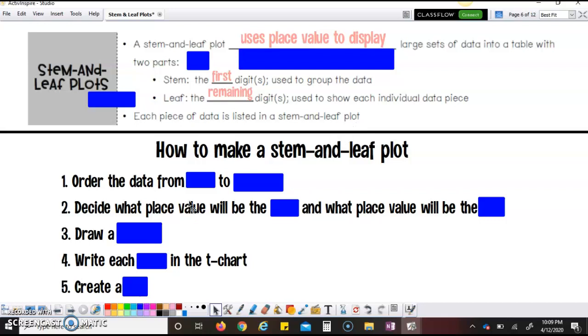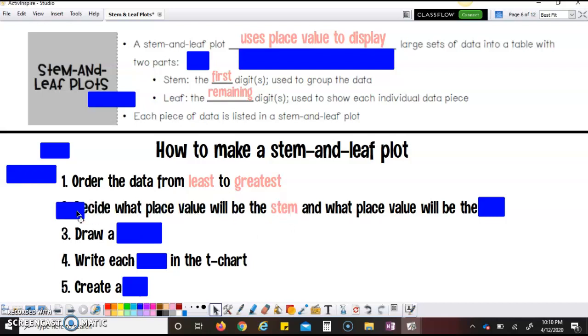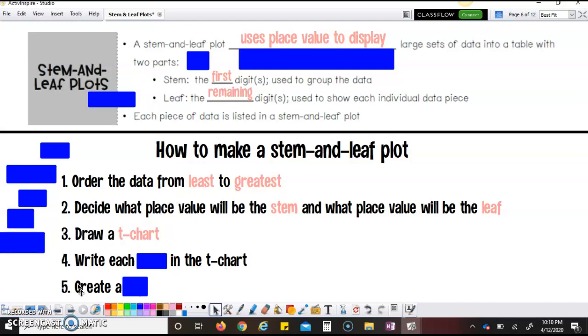Okay, so here's how we make a stem and leaf plot. Step 1, we have to order the data from least to greatest. Sounds familiar, huh? Step 2, decide what place value will be the stem and what place value will be the leaf. Step 3, draw a T-chart. Step 4, write each value in the T-chart. And step 5, which is one of the most important steps, is create a key.